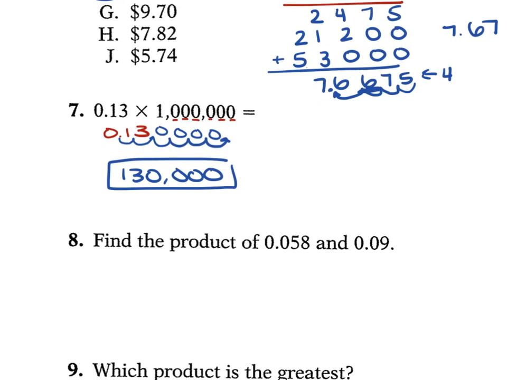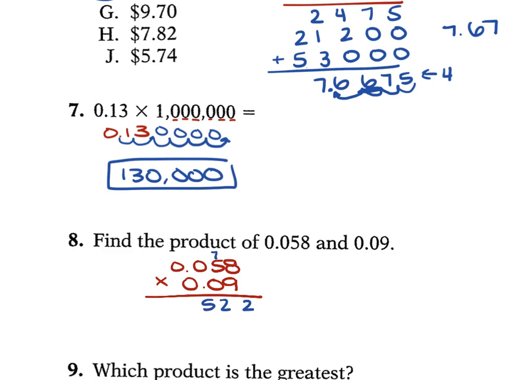8 says find the product of 0.058 and 0.09. Product means multiplication. So I'm going to line these up. The 9 times 8 is 72. 9 times 5 is 45, plus 7 gives us 52. The 9 times 0 is 0. 9 times 0 again is 0.